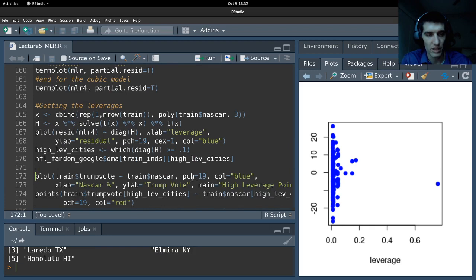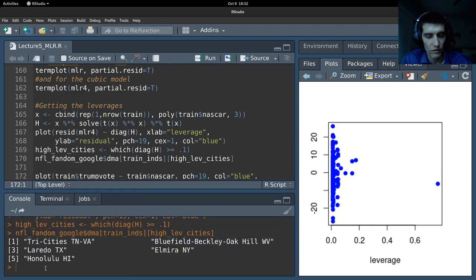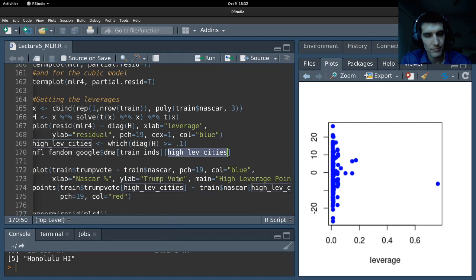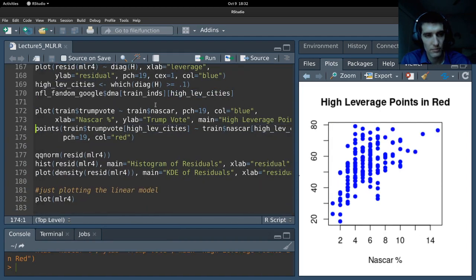And then I'm selecting which metropolitan areas have this high leverage. Okay, so these are the cities that I showed on the slides. Again, plotting the high leverage points in red.